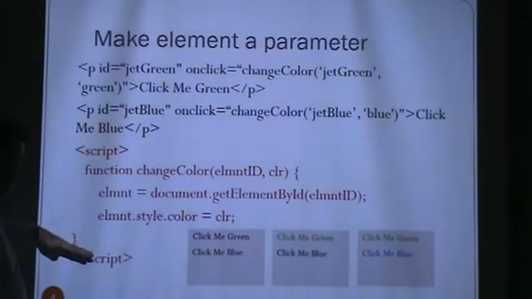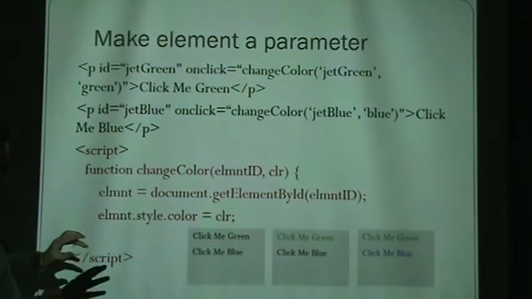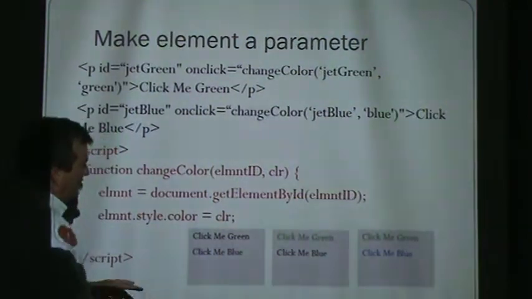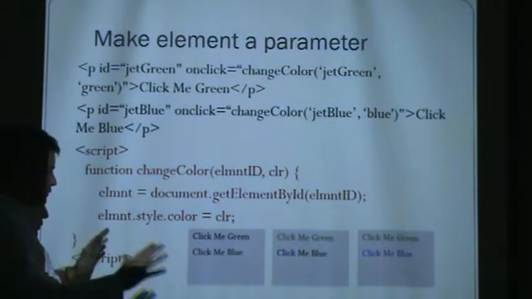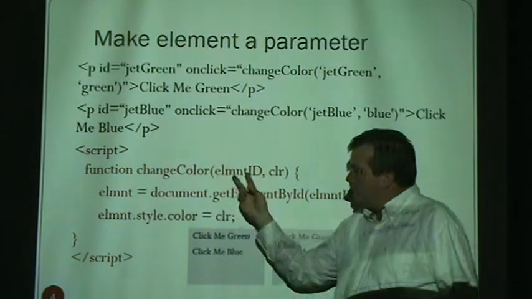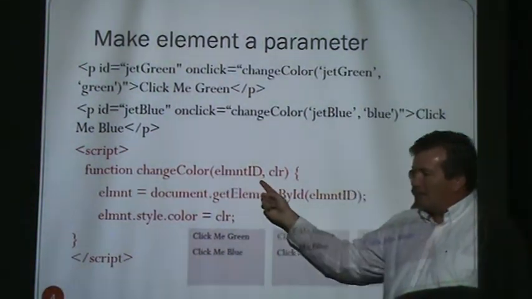Then in my program, I have a function, but now my function does more than just take one paragraph and always change it to blue. It can now take any paragraph and change it to any color. So I'm now saying, when you call me, you got to tell me which element ID.